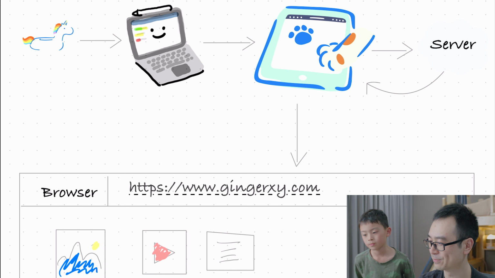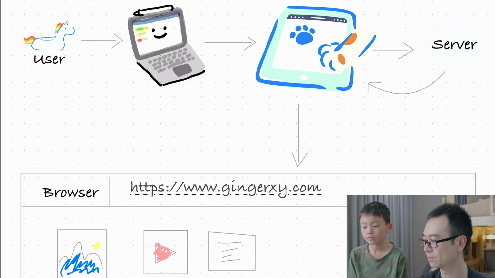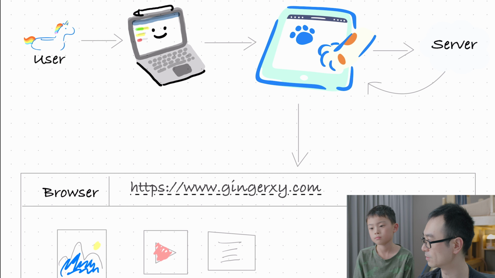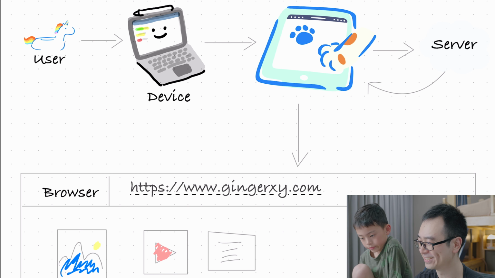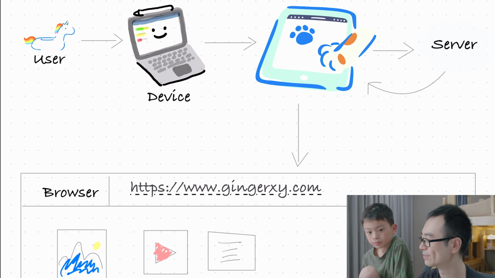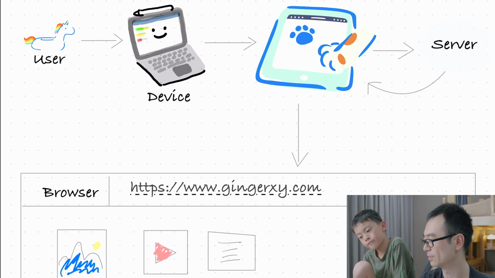So imagine this is us. We are this user. So we're trying to visit a website, right? So we have this computer. This can be a computer, an iPad, or a phone. On the device, we have a browser. The browser is like Chrome, Safari, Firefox, all those things.